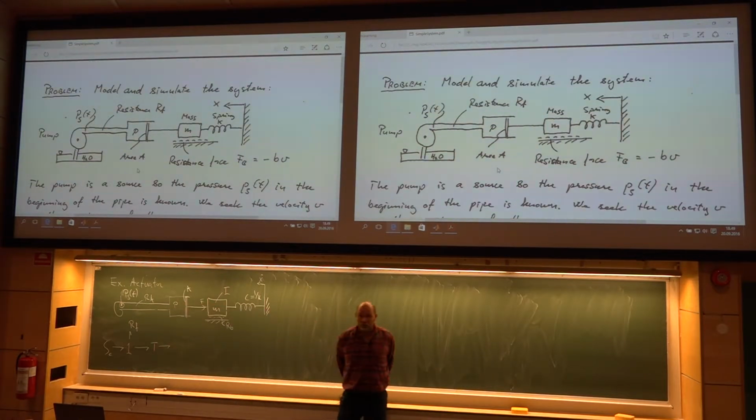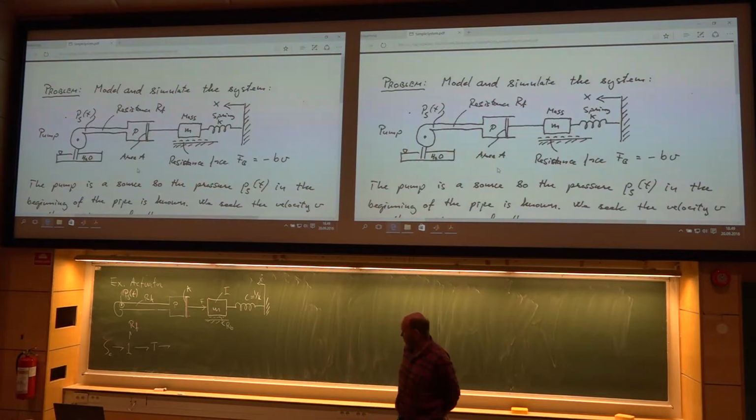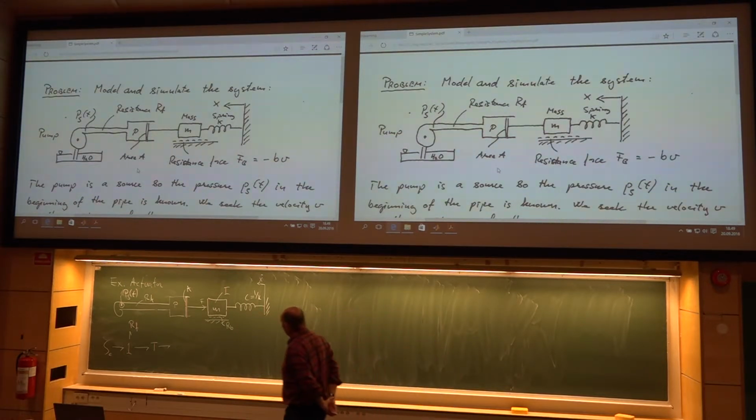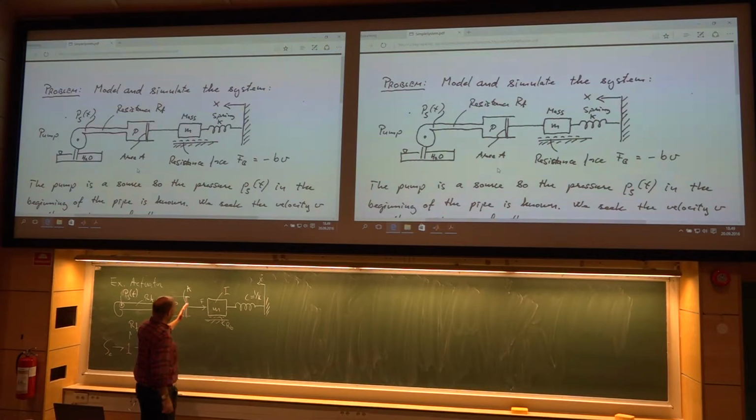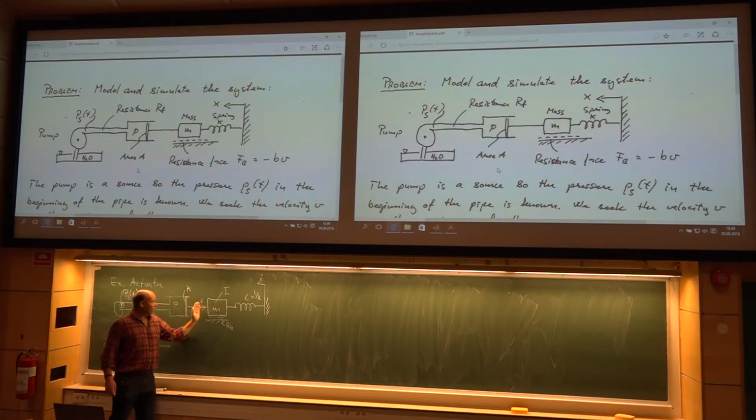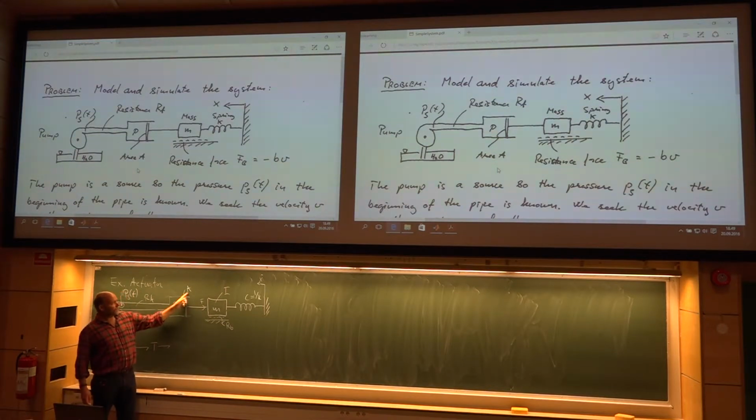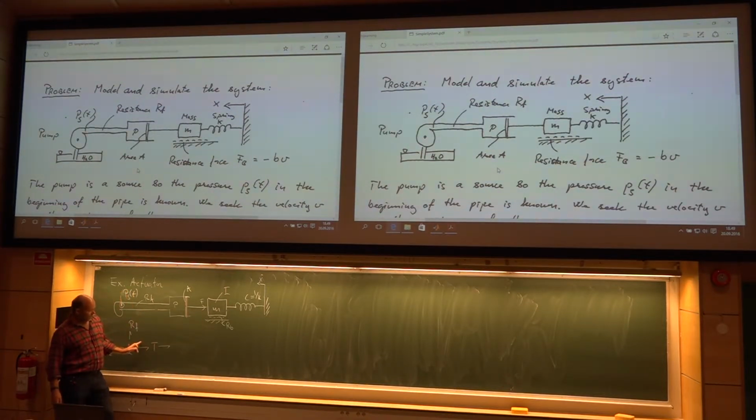If you're in doubt, then check the other one as well. If you know, say, the velocity here for the mass, you know how fast he is moving, then you know the velocity of this area here, and then velocity times area gives you the volume flow. So the volume flow is directly coupled to the velocity. So here, effort coupled with effort, flow coupled with flow. Yes, it is a transformer, not a gyrator.